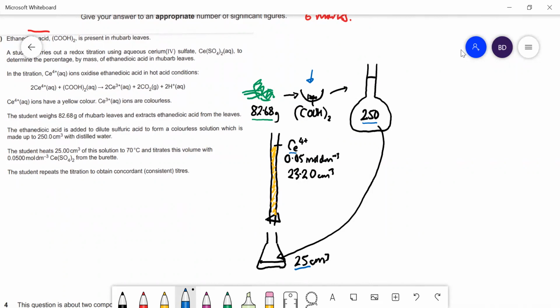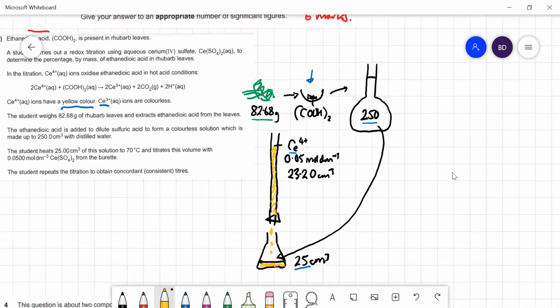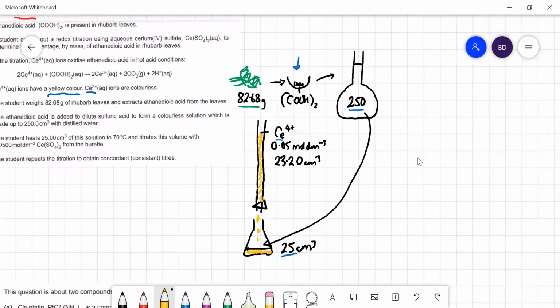Okay, and the endpoint is going to be, right, so the 4 plus ions are yellow, and these 3 plus ions are colorless. So the endpoint, as this yellow stuff goes in, its color is going to disappear as it turns to Ce3 plus, until you get to the endpoint, and then the yellow color will persist in that bottom there. So you're looking for the first permanent yellow tinge there. Okay, so we've got to work that out.